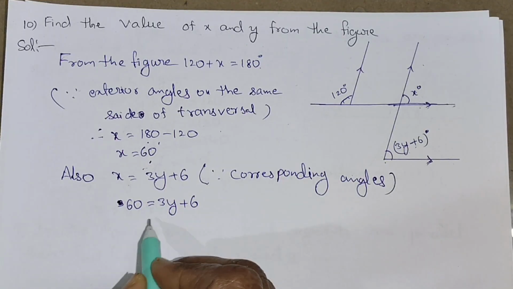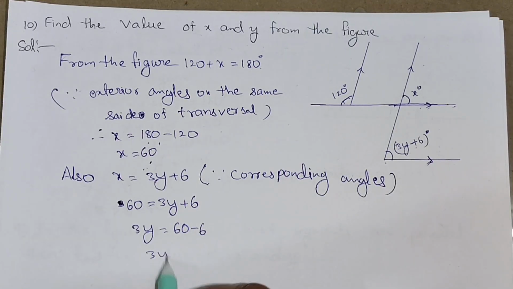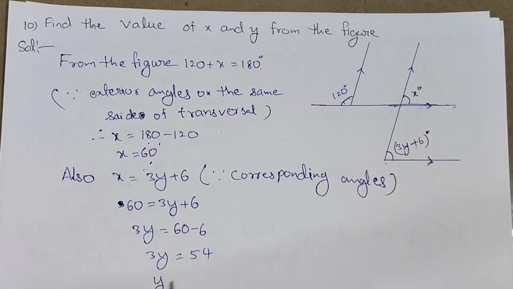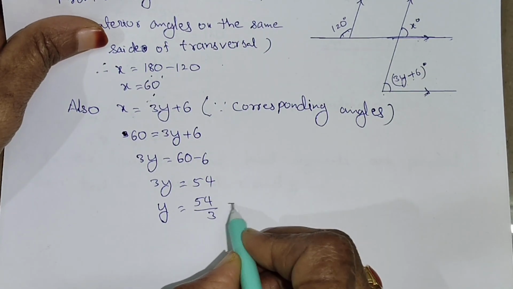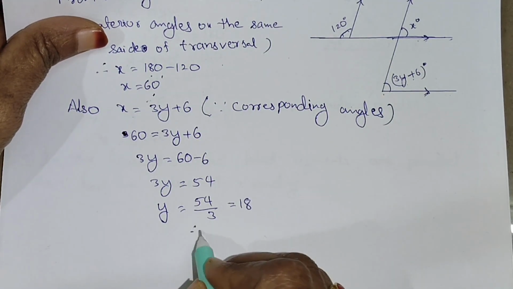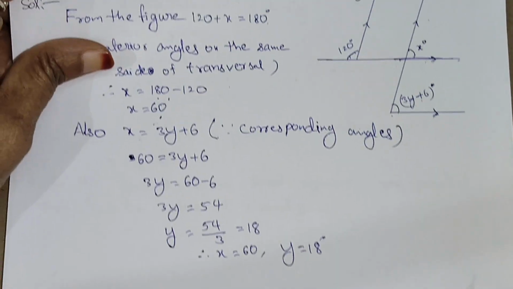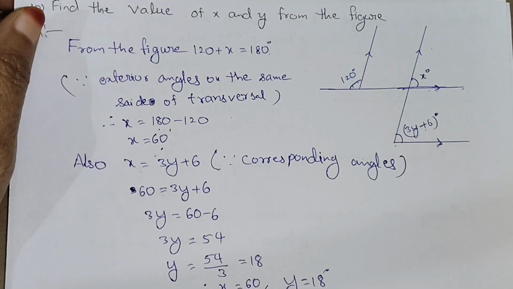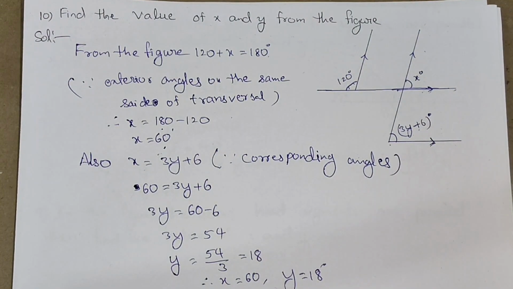So 3y is equal to 60 minus 6, that is 3y equals 54. y equals 54 by 3, that equals 18. So therefore x equals 60 and y equals 18 are the answers. This is the complete solution of the 10th one.